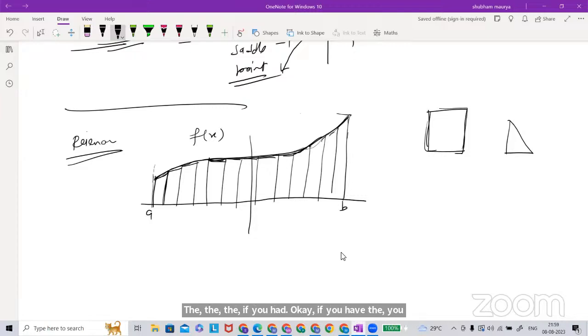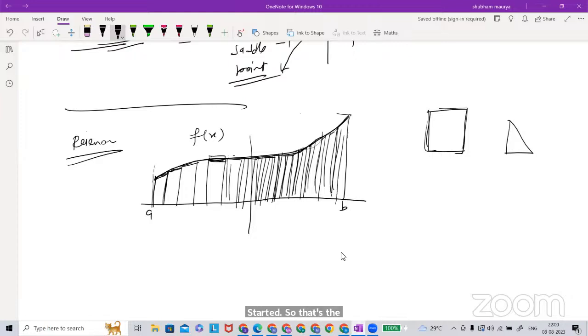But still there is an error happening. Some spaces remain uncalculated, or maybe it contains more area. There is a possibility. So how can you reduce it? What we can do is start breaking that area into very small portions, very small. So that's where the limit word came in.